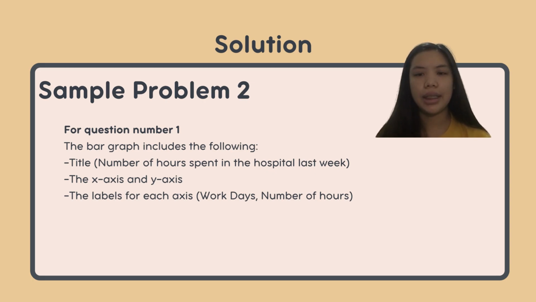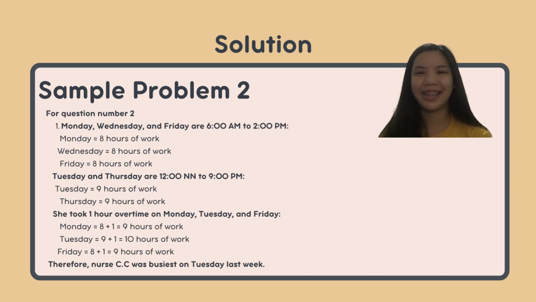On the other days, she worked for 8 hours except for Monday, Wednesday, and Friday, where she had a 1 hour of overtime duty. To calculate the total number of hours Nurse Cici spent in the hospital last week, we can add up the hours she worked each day. Therefore, Nurse Cici spent a total of 45 hours in the hospital last week, 8 hours on Monday, Wednesday, and Friday, and 9 hours on Tuesday and Thursday.